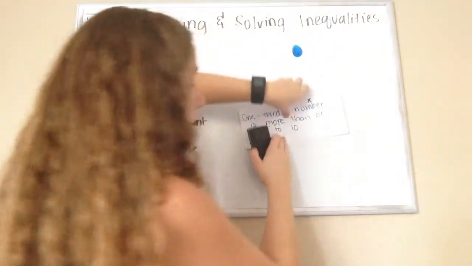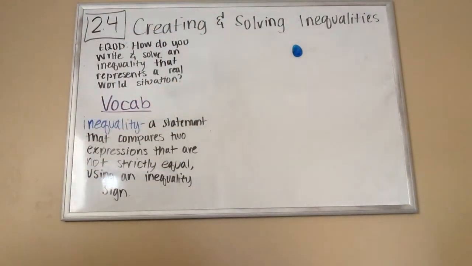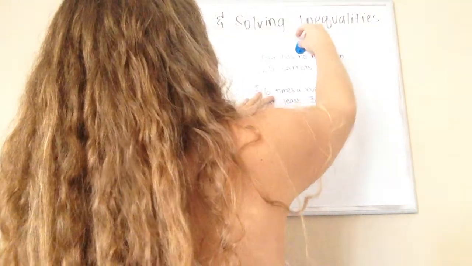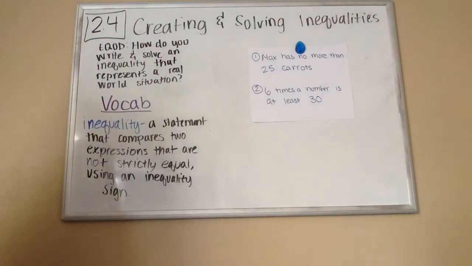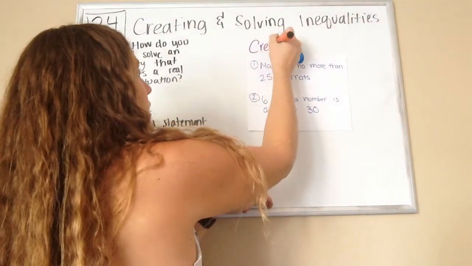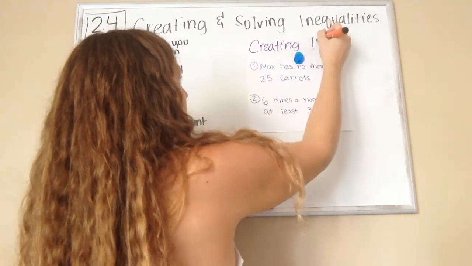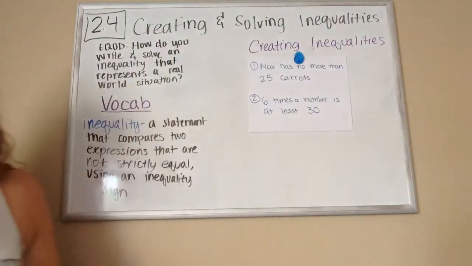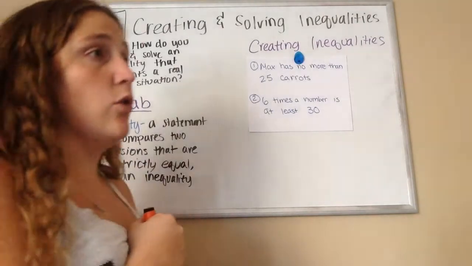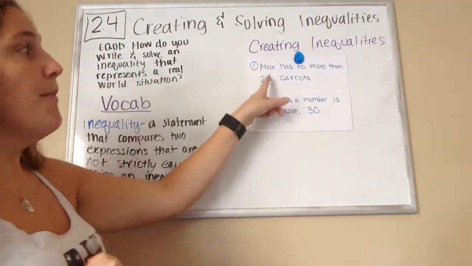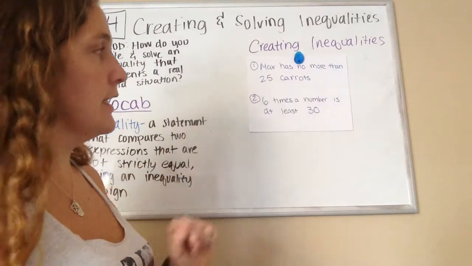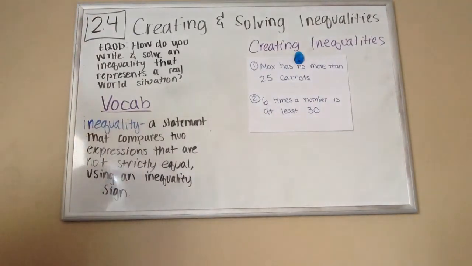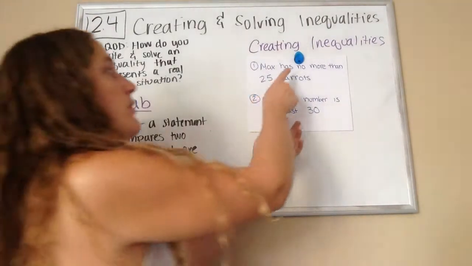So I'm going to have you guys complete 2 on your own. Alright, the same methodology we just used. So here's what you're going to be doing. You are going to be creating inequalities for those two. And remember, this is on the left-hand side. It's something you're doing, left-hand side, for these two. Max has no more than 25 carats, and 6 times the number is at least 30. Awesome. Okay, if you're not done with that, pause the video, complete on the left-hand side.